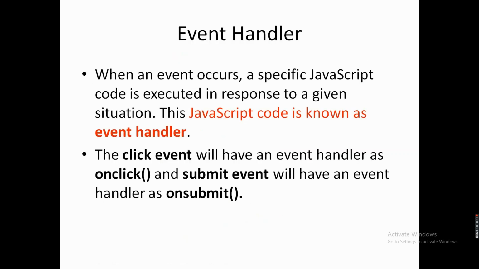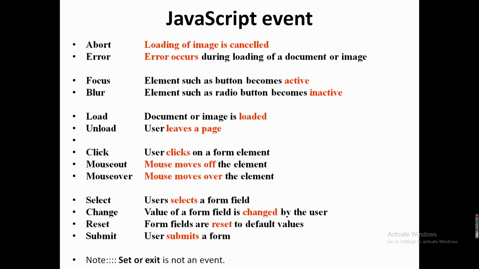Now event handler. We came to know that we do something and we get an event. We should have some code also, JavaScript code, that will respond to a particular situation. The JavaScript code is known as an event handler. To get the event handler, before every event name you have to add the on keyword. See here, abort is an event, so the event handler will be onabort. Error is an event, so the event handler will be onerror. Here load, the event handler will be onload. We have done click, so the event handler is onclick.